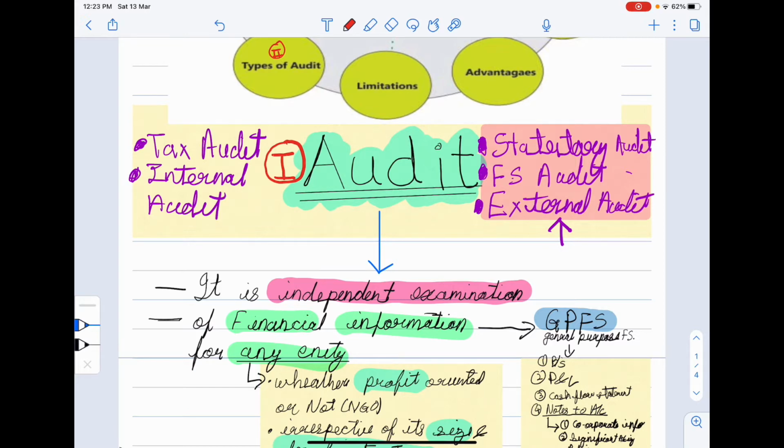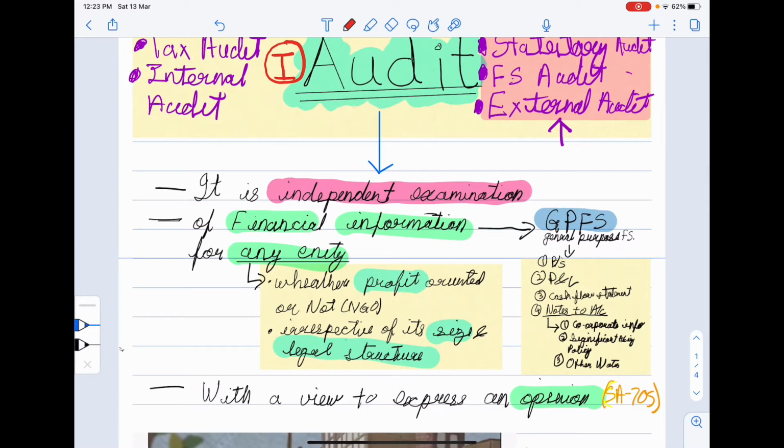Audit is independent examination of financial information of any entity, whether profit oriented or not, irrespective of its size and legal structure, with a view to express an opinion. Okay, so the important keyword is independent examination.